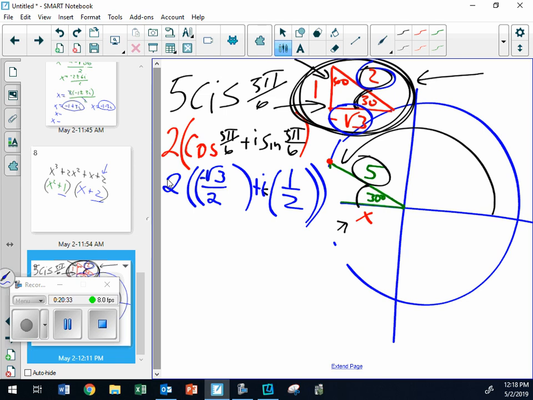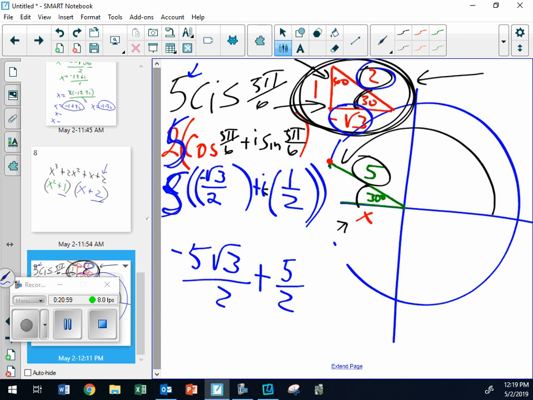Ah, there it is. I don't even know where I came up with the 2. Okay, sorry. Where did that 2 come from? I know, it's because last hour when I did this, I had a 2 here. I had it in my head that it was a 2. Okay, so then multiplying that out, 5, and I have a negative here, root 3 over 2 plus 5 over 2, and then I need an i somewhere.